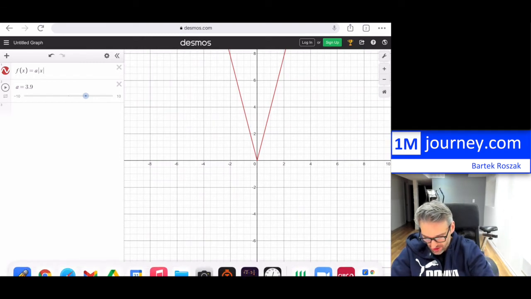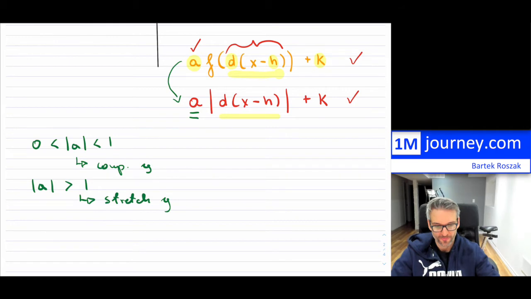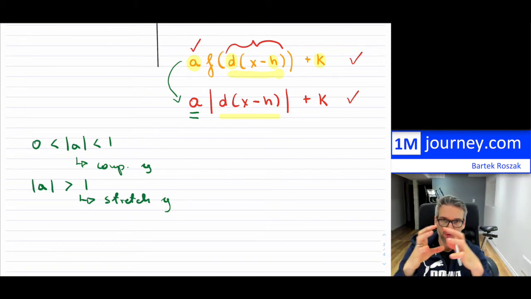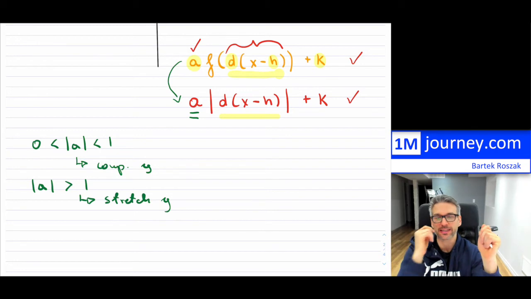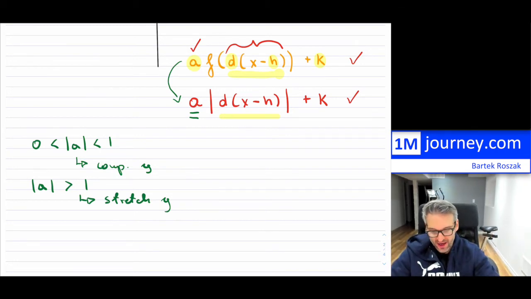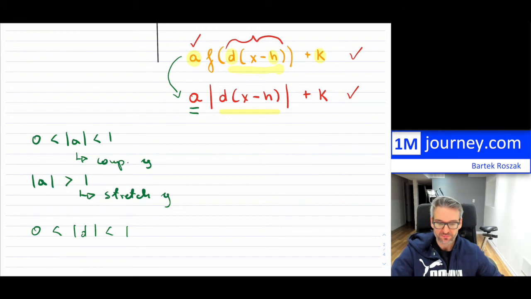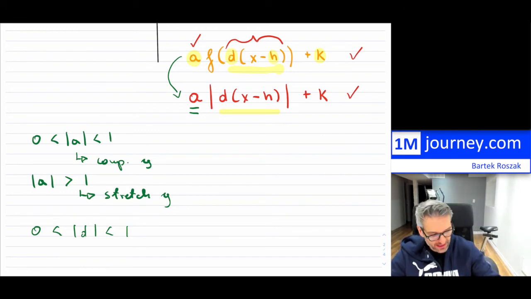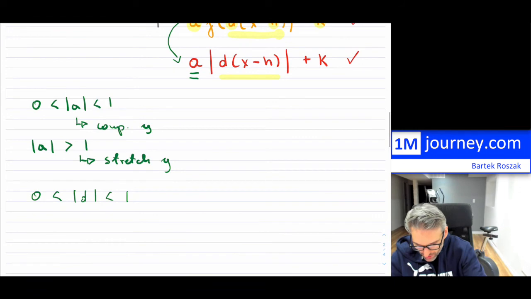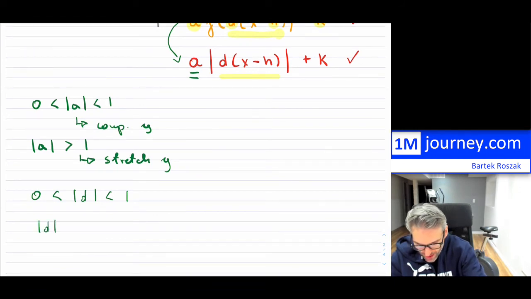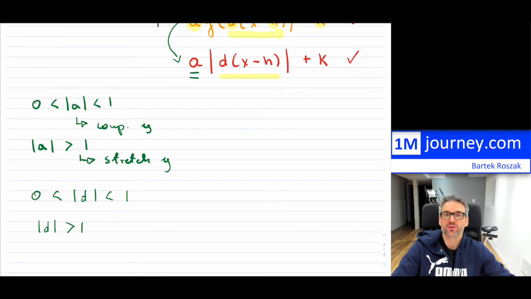Now, let's continue on and see what all the other ones do. What about the D? Do you remember what the D used to do? Well, the D works in the X, so it either compresses or stretches in the X. So let's take a look. Let's say our D is between 0 and 1, and the other case is where D is greater than 1. Let's see: we should see a compression and a stretch, except now in the X.